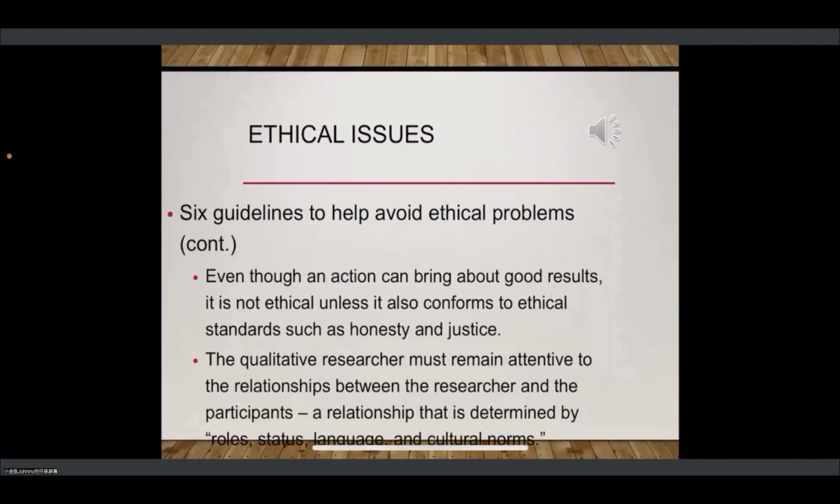And the last one, qualitative research must remain attentive to the relationship between the researcher and the participants, a relationship that is determined by roles, status, languages, and cultural norms. For example, if we want to ask some questions of my family, the roles are the key point for us to build the relationship. And that is my suggestion, the 6 guidelines to help us avoid ethical problems.